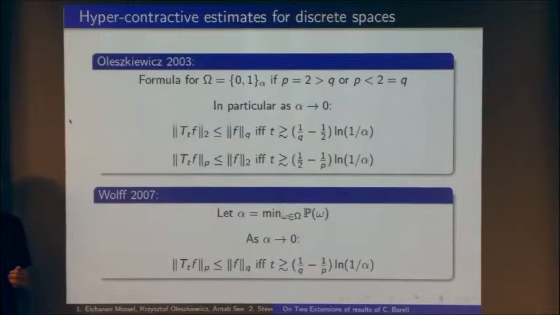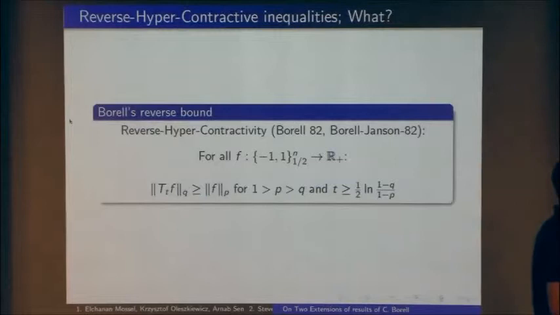So now we're going to talk about Borell's reverse bound. This is in a paper of Christer Borell from 82. This notion of reverse hypercontractivity was introduced earlier in the Gaussian context in a paper of Borell and Svante Janson, also published in 82.